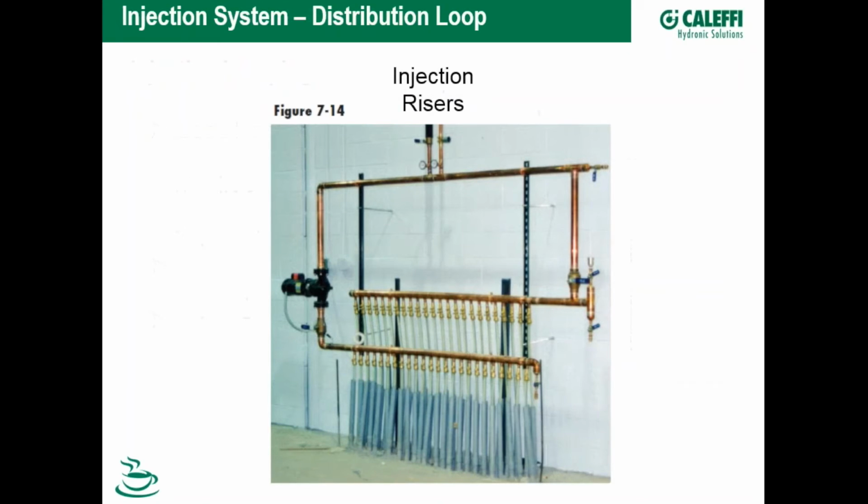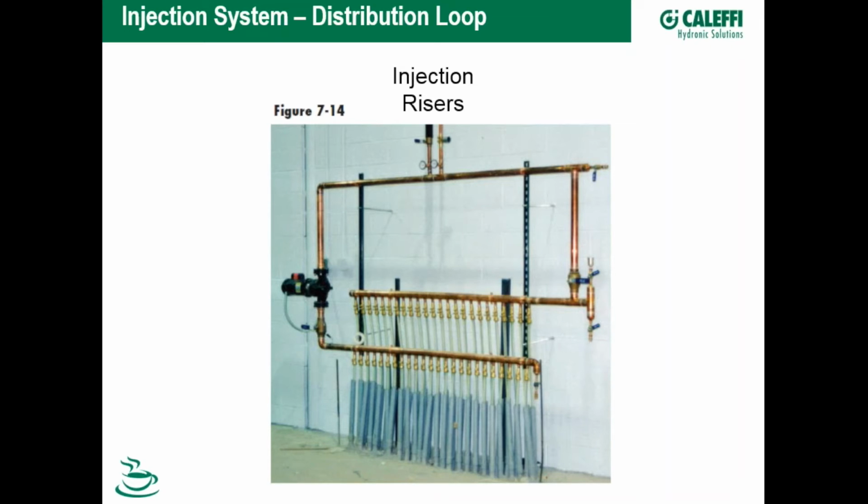So here's an example of a distribution loop for an injection system. And on the top where I have the words injection riser, here's the risers coming into that loop. So one of the nice things about doing this injection system is a lot of times it's just the injection risers that are being distributed through the building to injection distribution loops like you see here.